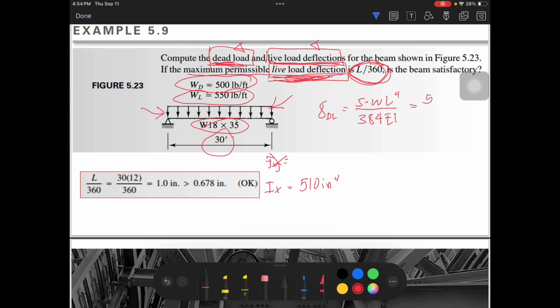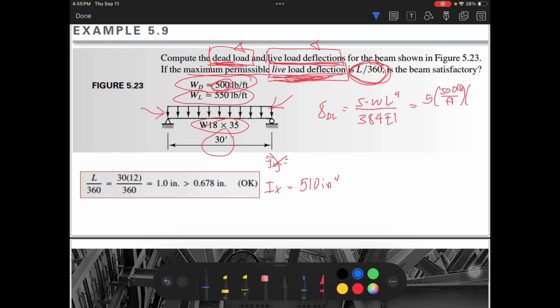Our W for dead load is 500 pounds per feet. Kailangan natin i-convert, kasi kapag deflection, maliliit lang yan. So, i-express natin into inches. Kapag feet, sobrang liit na makukuha mong value. So, yung W na 500 pounds per feet, convert natin into inches.